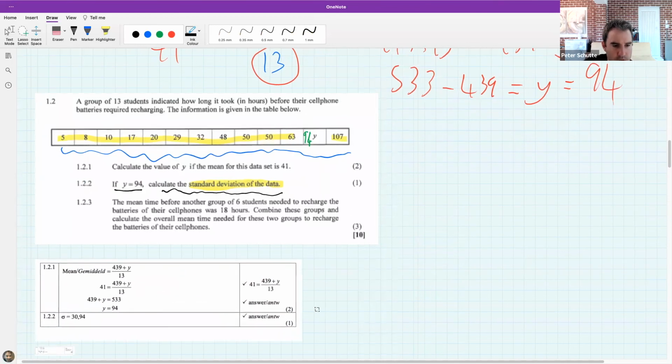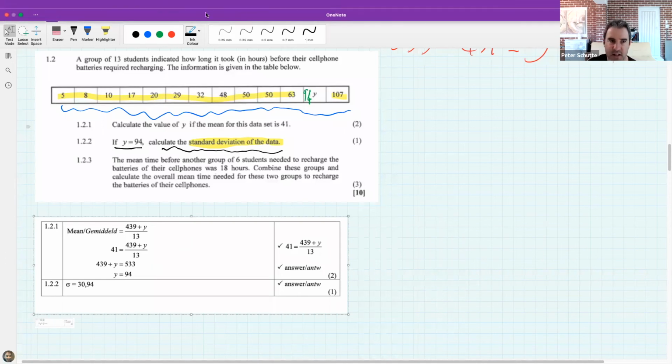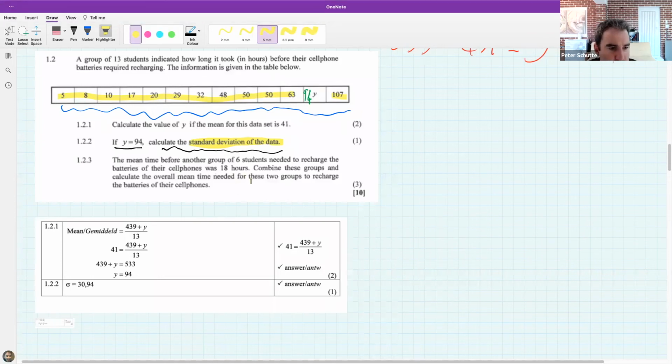So here you can see our model answers. You should be getting 30.94 for the standard deviation. And I just want to pause for a moment to ask, are there any questions about that? If not, now this is a little bit of a harder one, so I don't want you to worry too much. Let's have a look.